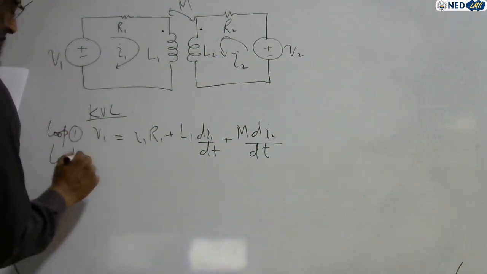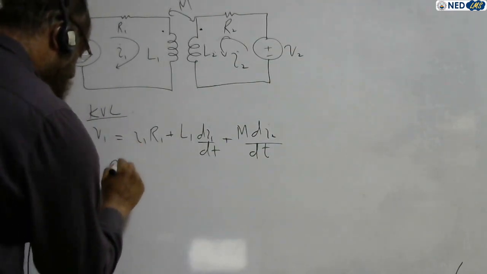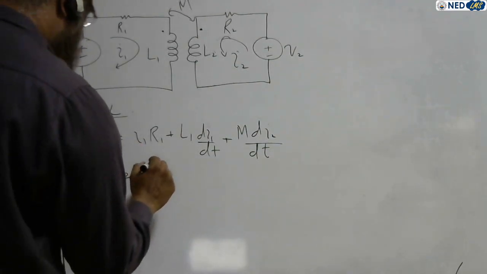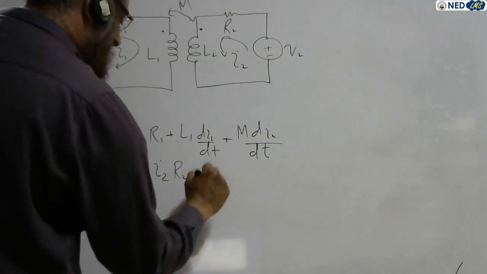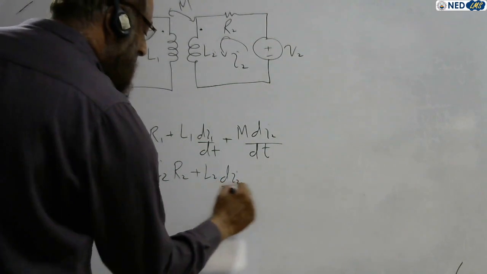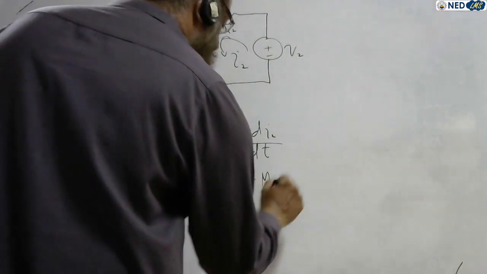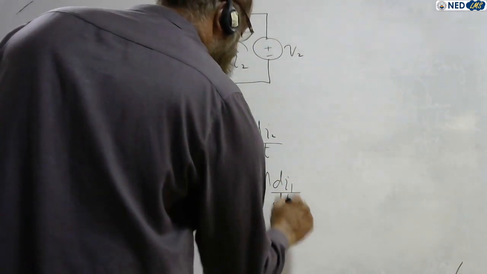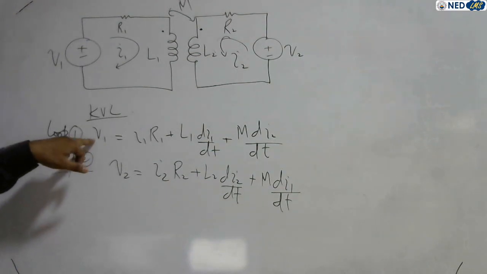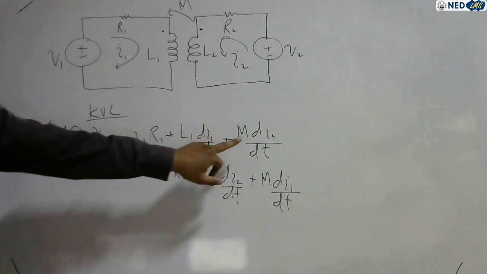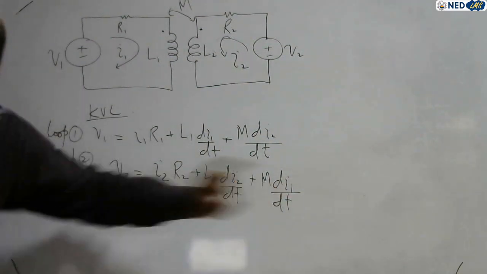What is the mesh equation for loop 2? Loop 2, yes, what is the mesh equation for loop 2? V2 is equal to, in loop 2 we have current I2, R2 times I2 plus L2 times di2 over dt plus M di1 over dt. Remember, when you write the mutual term, this one is V1, the mutual is due to coil 2, and this one is V2, the mutual is due to coil 1. So remember this.